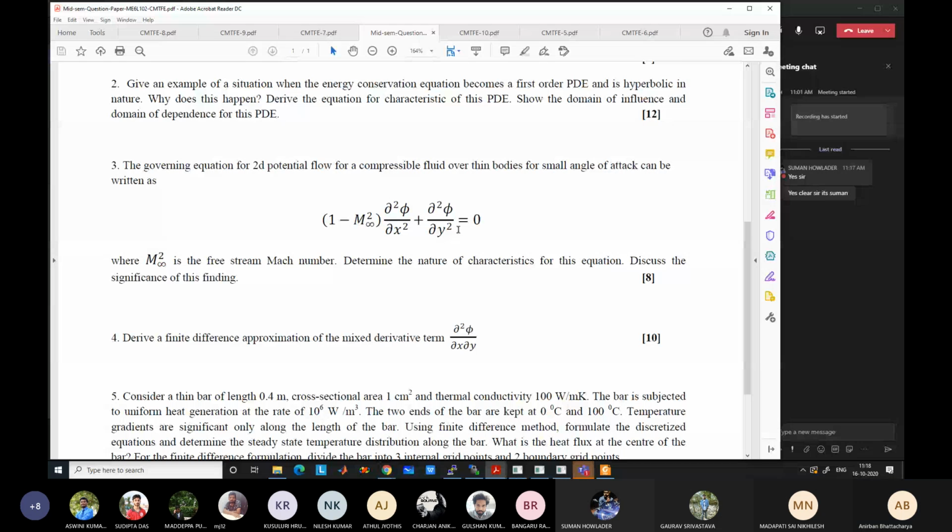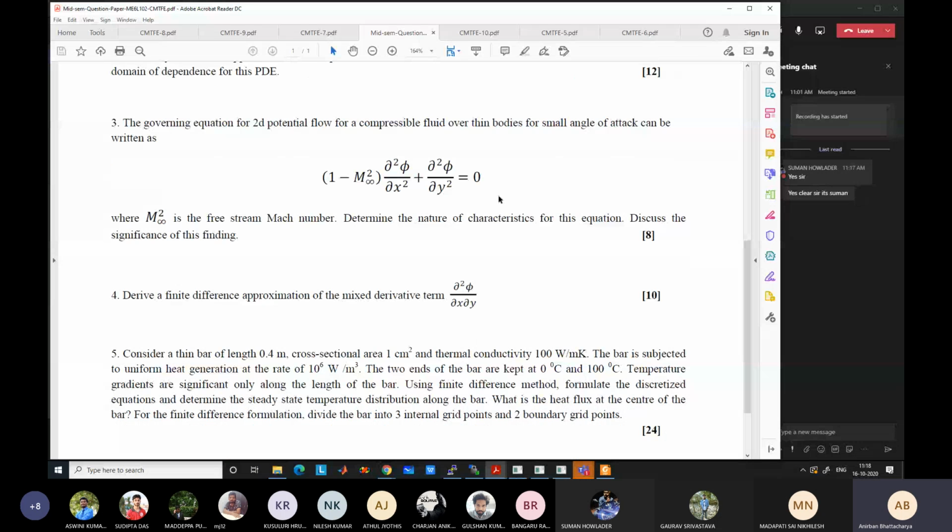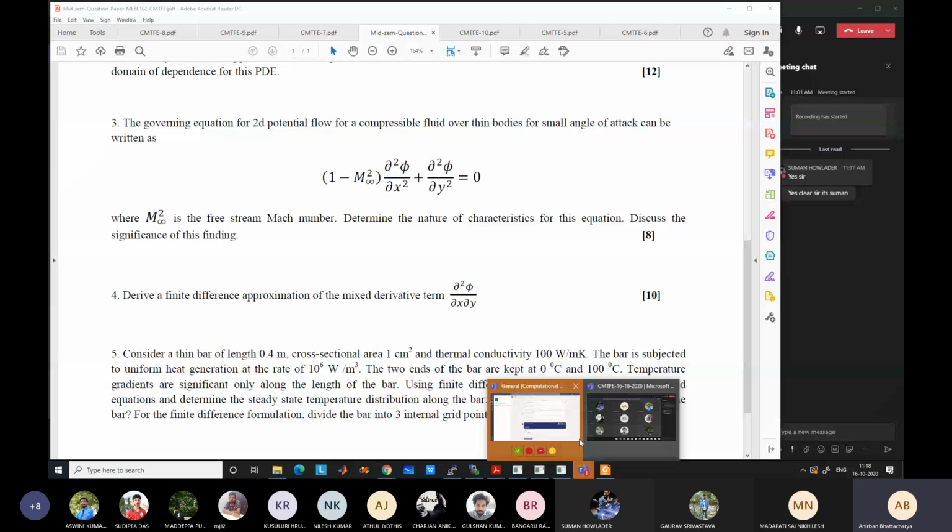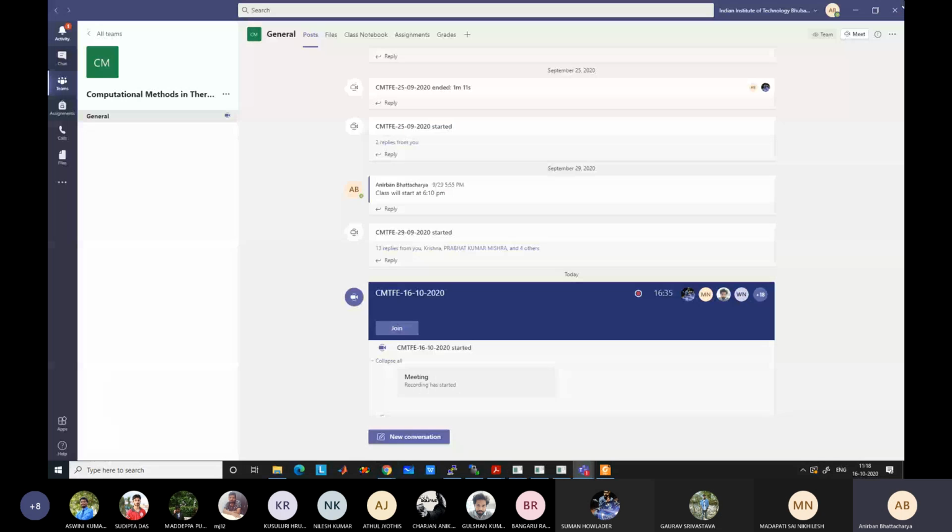I think this is the standard one, discussed. I am not going through it. Is there in your notes how to do the finite difference approximation of del square phi?